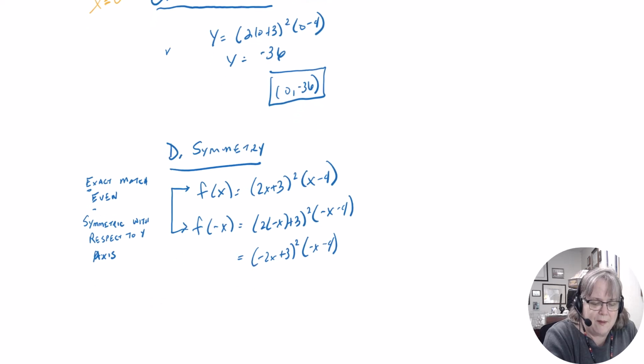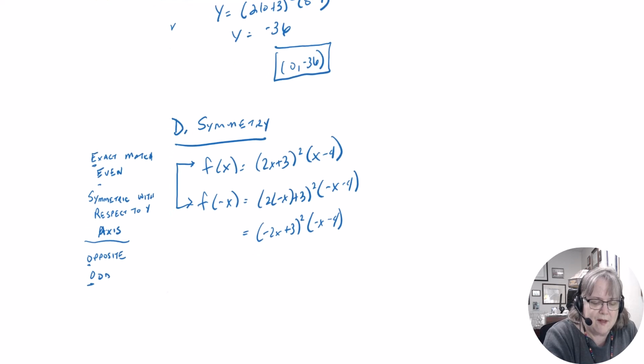And if it's the opposite, if they are true opposites, every sign has been switched, then it's considered odd. See the O's? Right? And that means it's symmetric with respect to the origin. See all the O's?